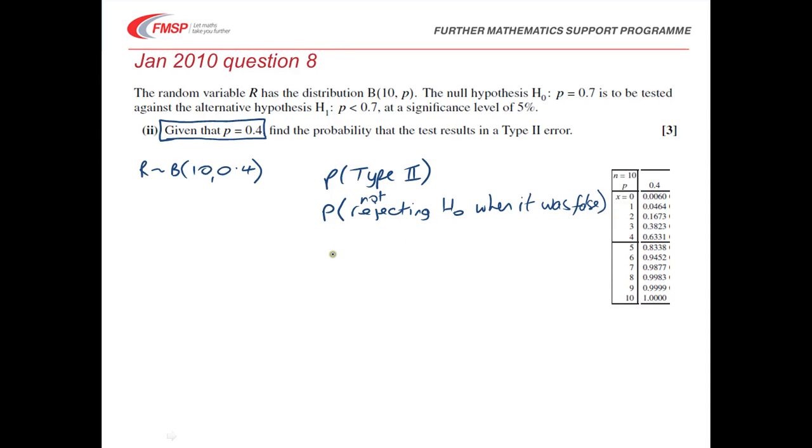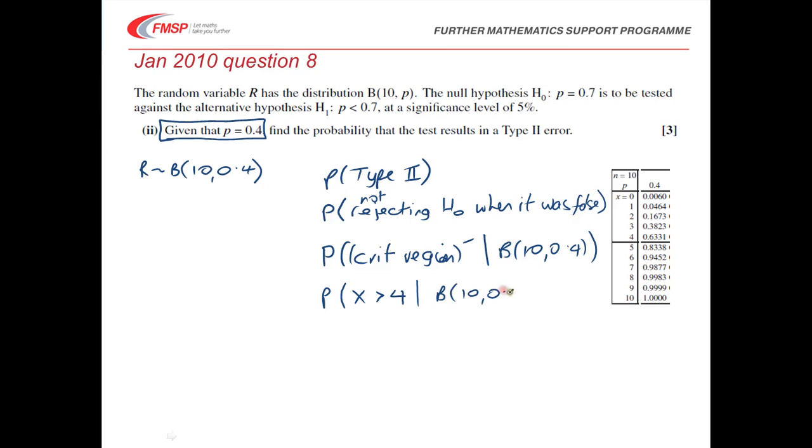Okay, and the way of doing this in this particular case is it's the probability of being in the critical region or not being in the critical region, given that you actually have a binomial of 10, 0.4. Okay, so we need to work this through. So this is the probability of not being in the critical region, given that your distribution really is this. Okay, and I know that because it's telling me that in the question.